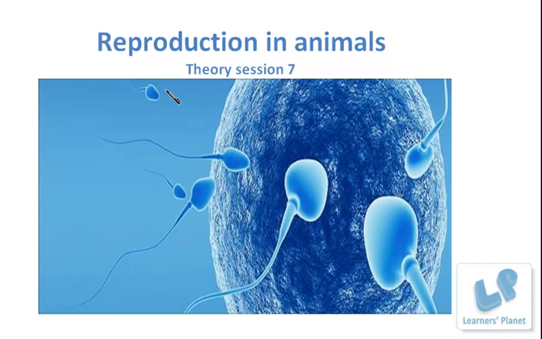Let us continue with the chapter Reproduction in Animals. So far we have studied about different modes of reproduction. I introduced that reproduction can be sexual or asexual, right? Sexual means the type of reproduction in which two parents are involved. Or we can say the type of reproduction in which the sexual part of the body is involved.